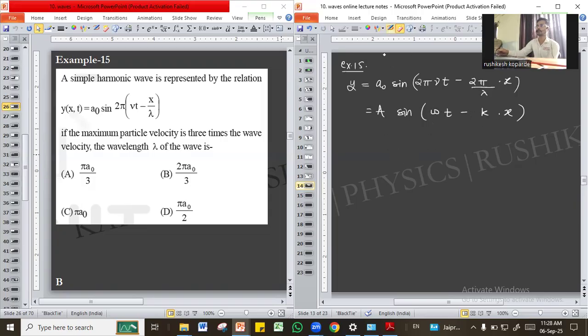If maximum particle velocity, what is maximum particle velocity? Vp max is equal to 3 times the wave velocity. For wave velocity you can write Vw or simply V, no problem. Then the wavelength of the wave should be. What is maximum particle velocity? A omega. Particle is oscillating, so its maximum velocity will be at the mean position. What is that? A omega. Should be equal to 3 times wave velocity. What is wave velocity? Coefficient of time upon coefficient of x.